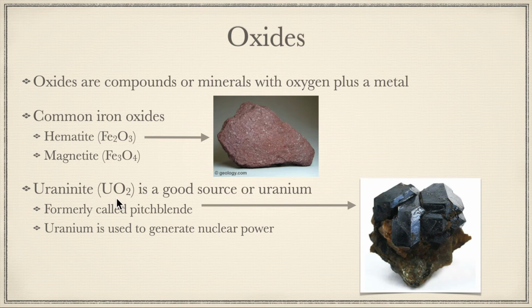Uraninite, which is a uranium oxide, is a good source of uranium. This was formerly called pitchblende. It looks something like this. This is actually what we use to get the uranium for nuclear power plants. You also have corundum, which is an aluminum oxide, which we mentioned in terms of the Mohs scale. So Al2O3, which is corundum, which is an aluminum oxide.